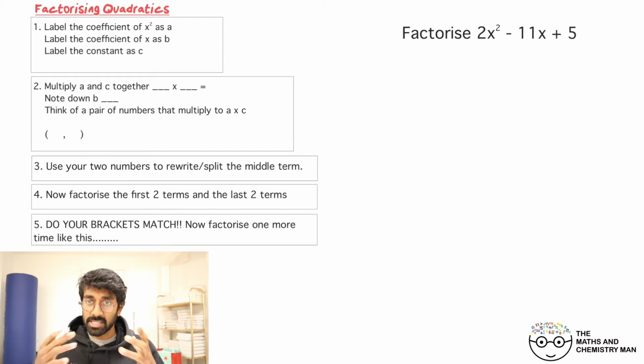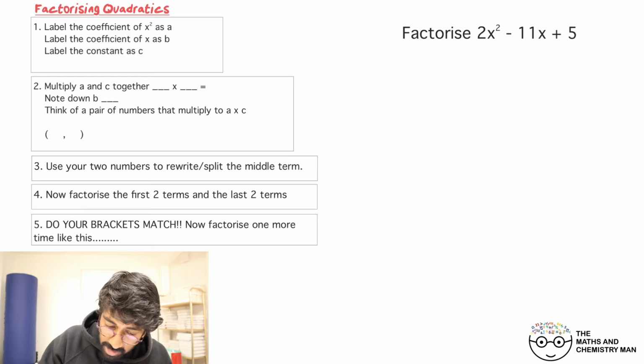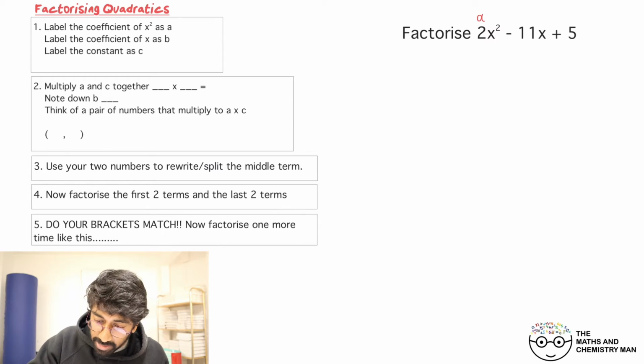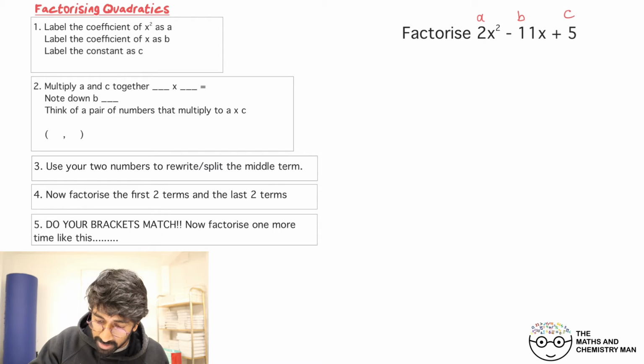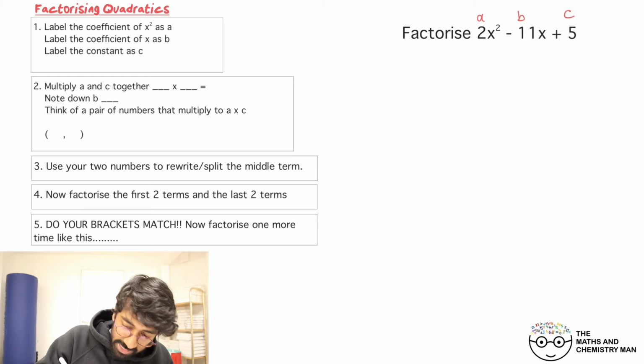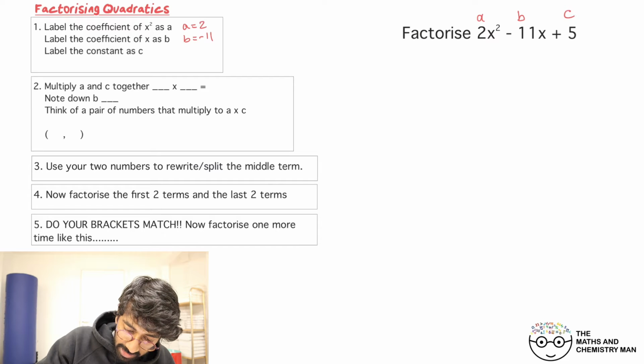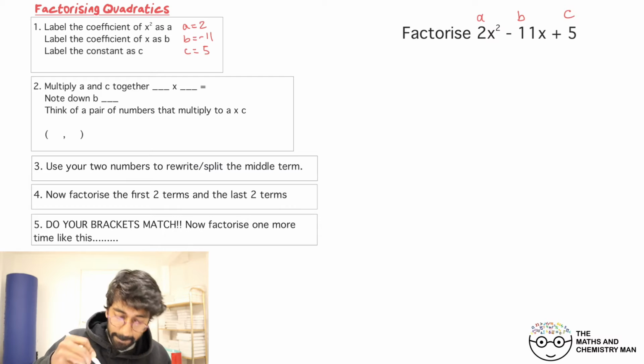Now the principles stay the same. We're going to start by labeling. If you watched that first video, you would know step number 1: start labeling everything. The number in front of the x squared, we label as a, so put a on top of that one. b is the number in front of the x, and c is just the constant on the end. So what can we take from that? Well, a is equal to 2, b is equal to minus 11, and c is equal to positive 5.